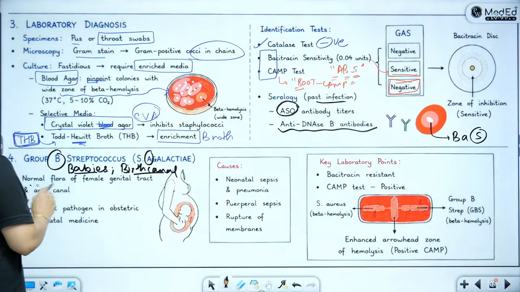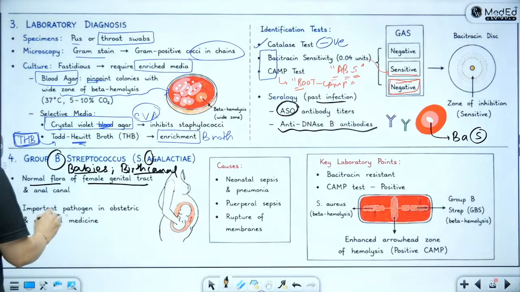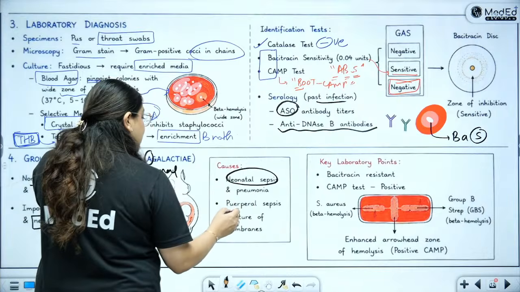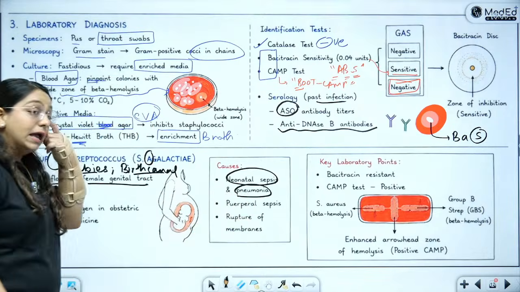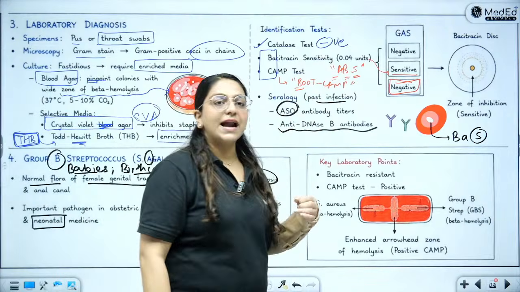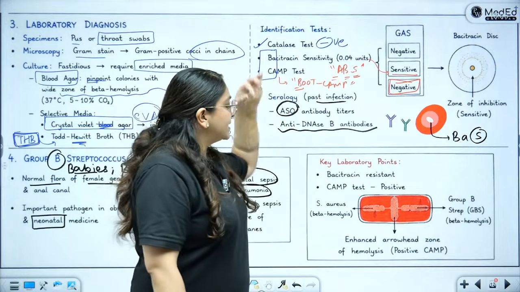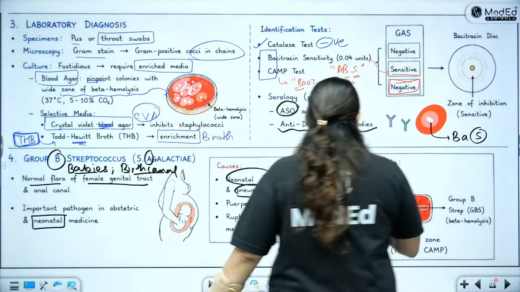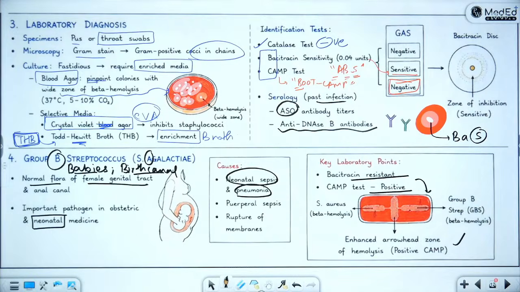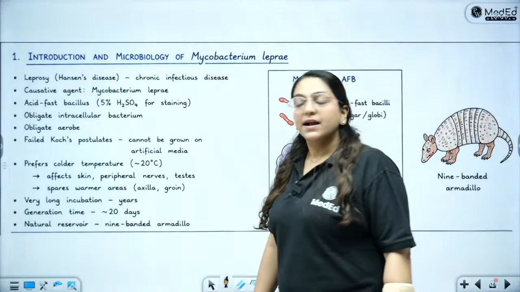It is a part of the normal flora of the female genital tract and it is an important pathogen in neonatal medicine, leading to neonatal sepsis, neonatal meningitis and pneumonias. Okay? That is what it causes. How will we differentiate? In the same way. It will be catalase negative, bacitracin resistant and CAMP test positive, and of course, you can show the enhanced arrowhead zone of beta hemolysis, which is the CAMP positive test. Okay, done and done.